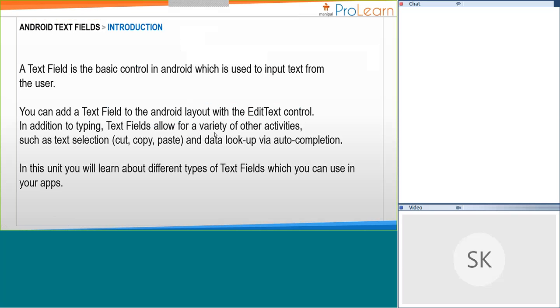A text field is a basic control in Android which is used to input text from the user. You can add a text field to the Android layout with the edit text control. In addition to typing, a text field allows for a variety of other activities such as text selection, cut, copy, paste, and data lookup via auto completion. So in this unit, you will be seeing different types of text fields which you can use in your apps.